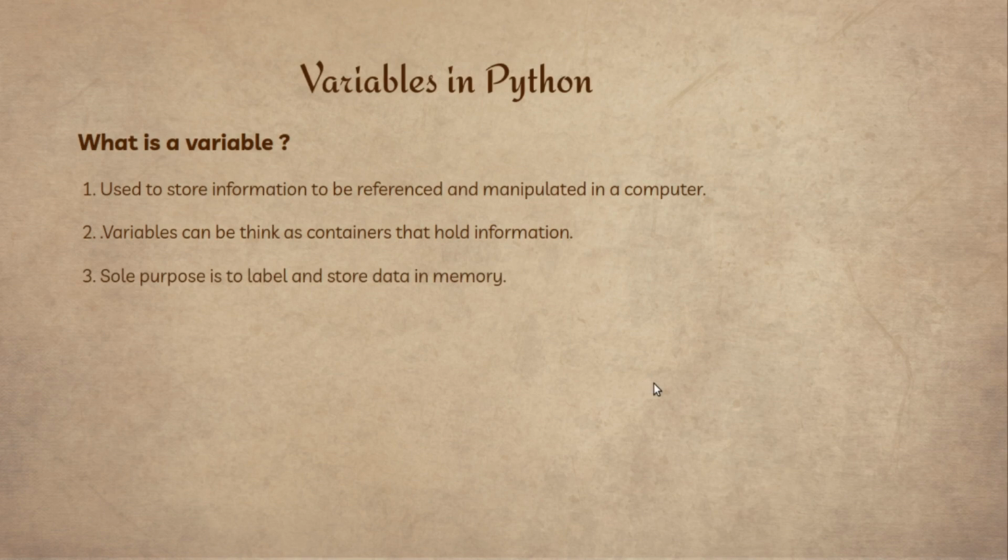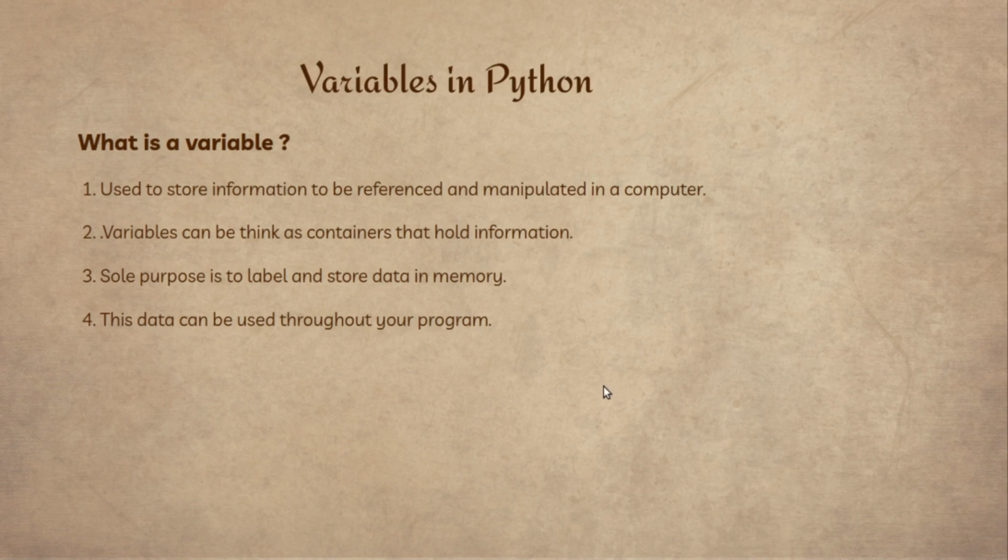So again I'm telling you, to use the data whenever you want, you need to store it in a variable. Okay, and this data can be used throughout your program. So this is all about a variable. A variable is nothing but just a piece of information that needs to be stored in memory so that it can be referenced in future and manipulated throughout your program.